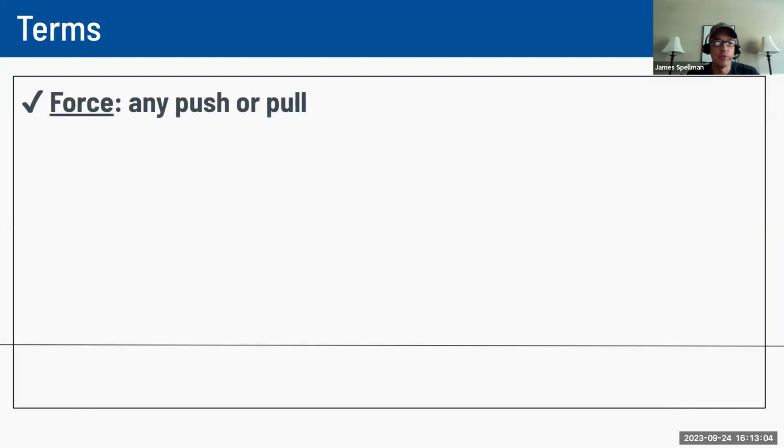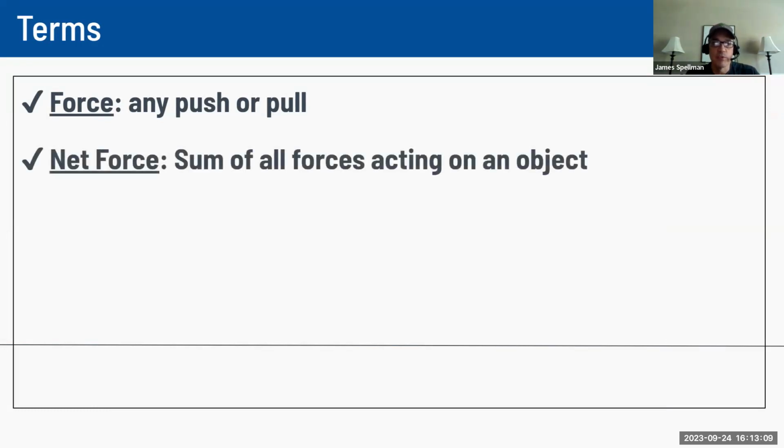As we go through discussing these and throughout the rest of this unit, some of the terms we need is a force, which can be defined as any kind of push or pull. The net force is the sum of all the forces acting on an object. Typically, an object doesn't just have one force acting on it. There's multiple forces. And so when we look at what's going to happen to an object, we want to take into consideration the net force, all of the forces that are going to be acting on it.